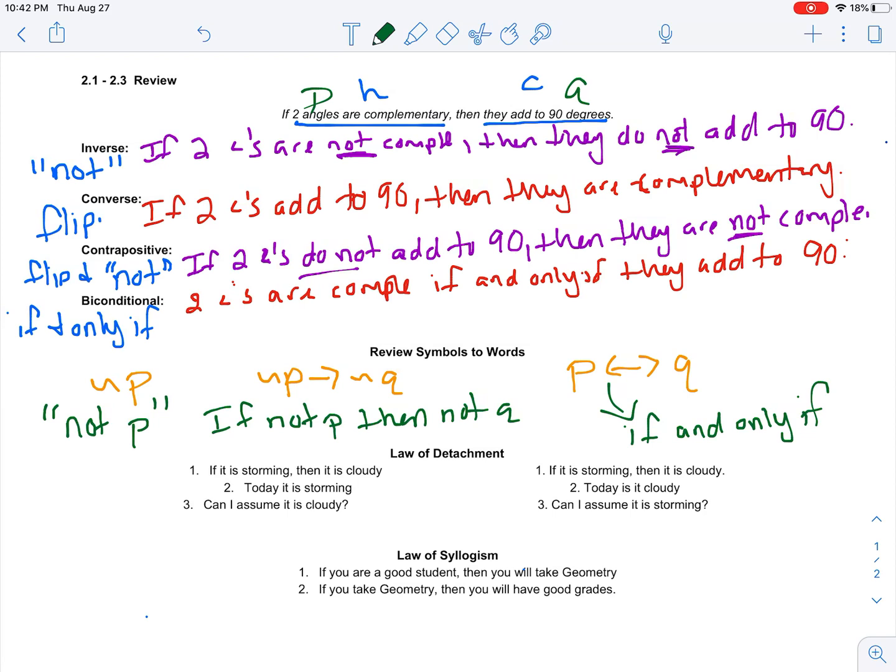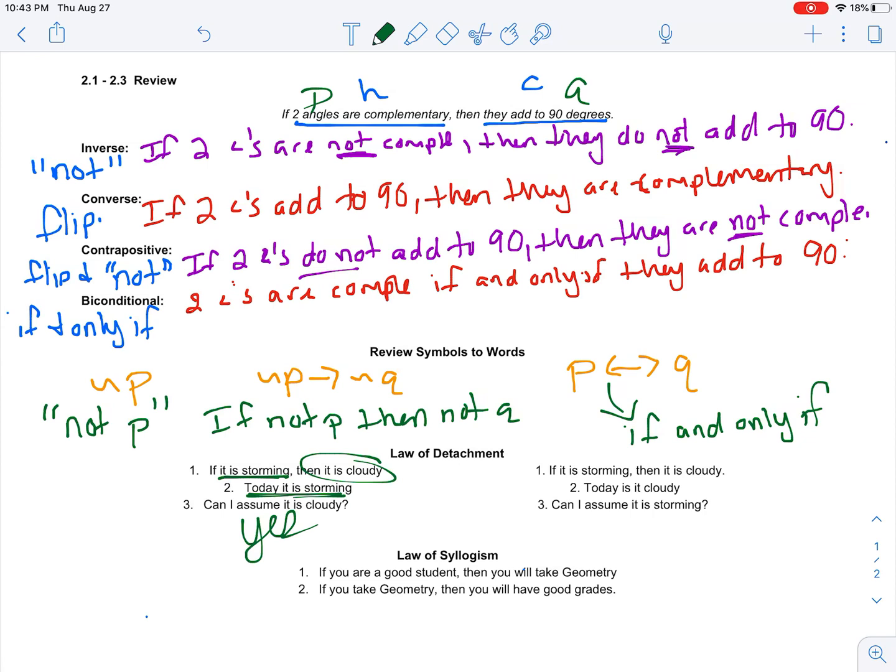So if we have the statement, if it is storming, then it is cloudy. Our second statement says, today it is storming. Well, our hypothesis was, if it's storming. Our second statement is applying the hypothesis. So I'm saying, well, today it's storming. So can I assume that it's cloudy? Yes, by the law of detachment. I applied the hypothesis, which means I can assume that conclusion to be true.